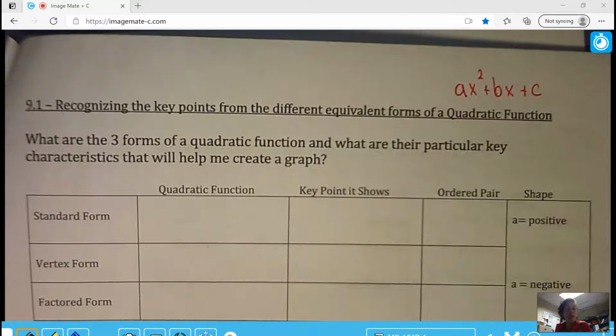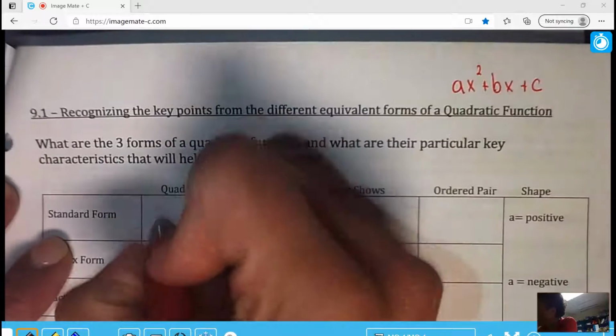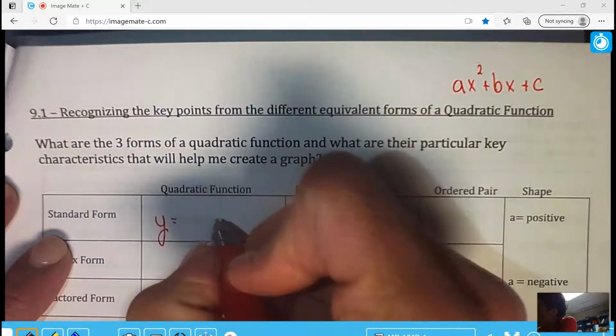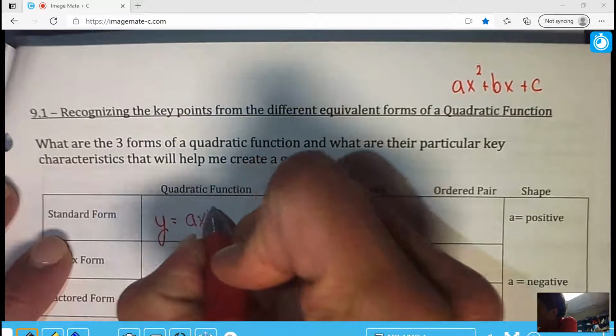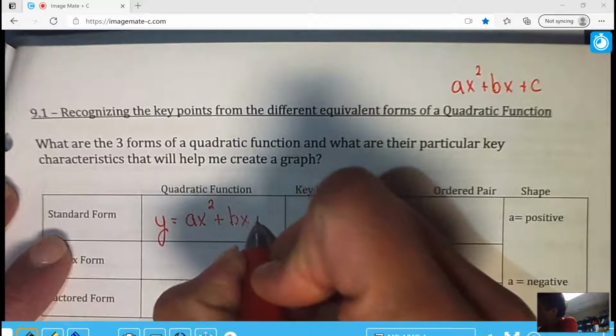So what we want to go over today is what the 3 forms of a quadratic function are, and what their particular key characteristics are that are going to help you make a graph when they're in that form. So our first form is called standard form. So standard form you've seen before. This is what we were factoring with. There are no parentheses. It's just all addition and subtraction.